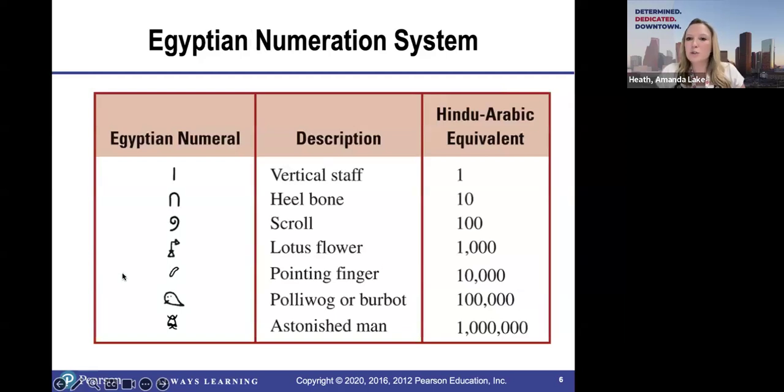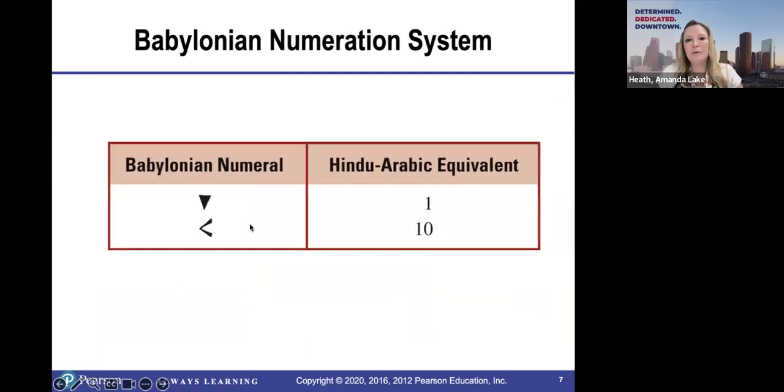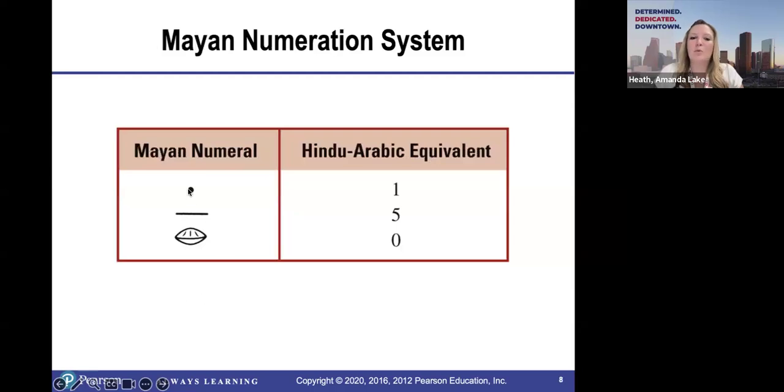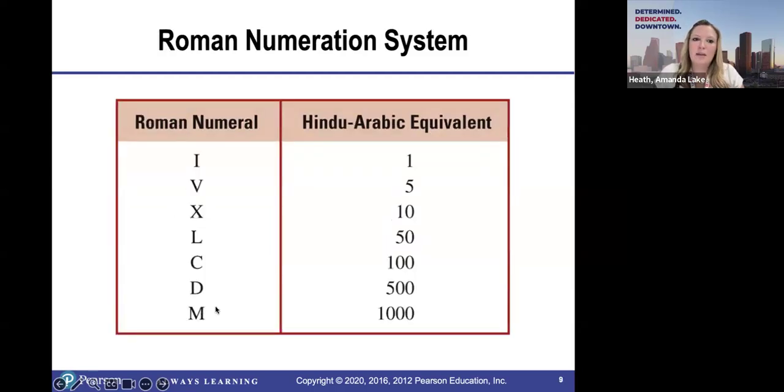And then if you're interested in Egyptian numerals, they often have different descriptions and Hindu-Arabic equivalents. And then Babylonian numbers, they just have one symbol for 1 and one symbol for 10. Mayans have a symbol for 1, 5, and 0. And then Roman numerals is where we're going to spend a little bit of time in this unit, just briefly. So they have symbols that represent 1, 5, 10, 50, 100, 500, and 1000. Those are the ones we're going to be interested in.